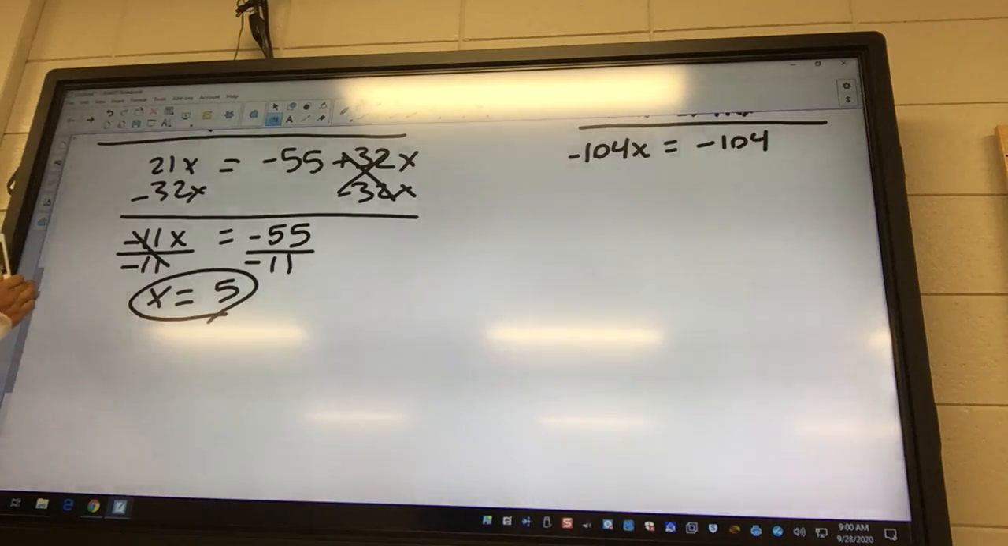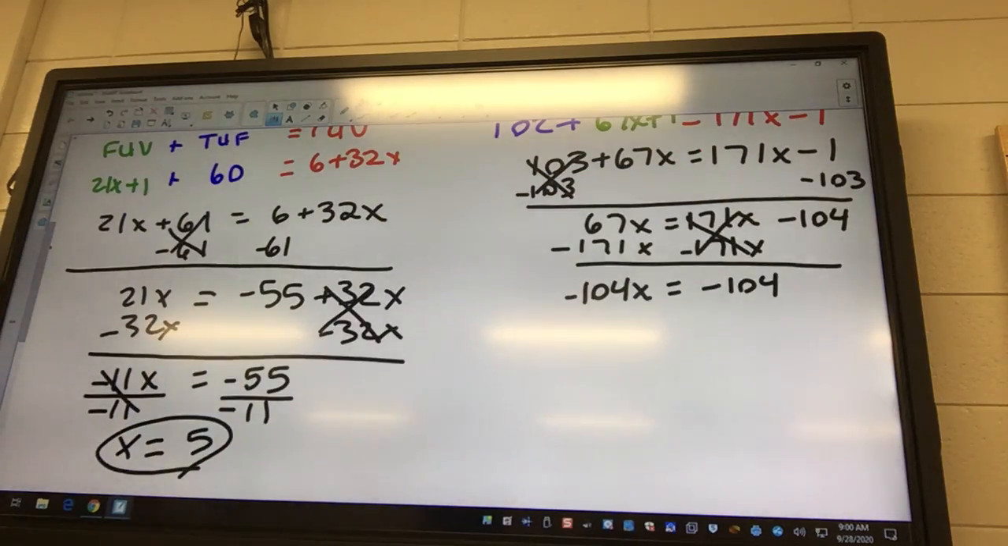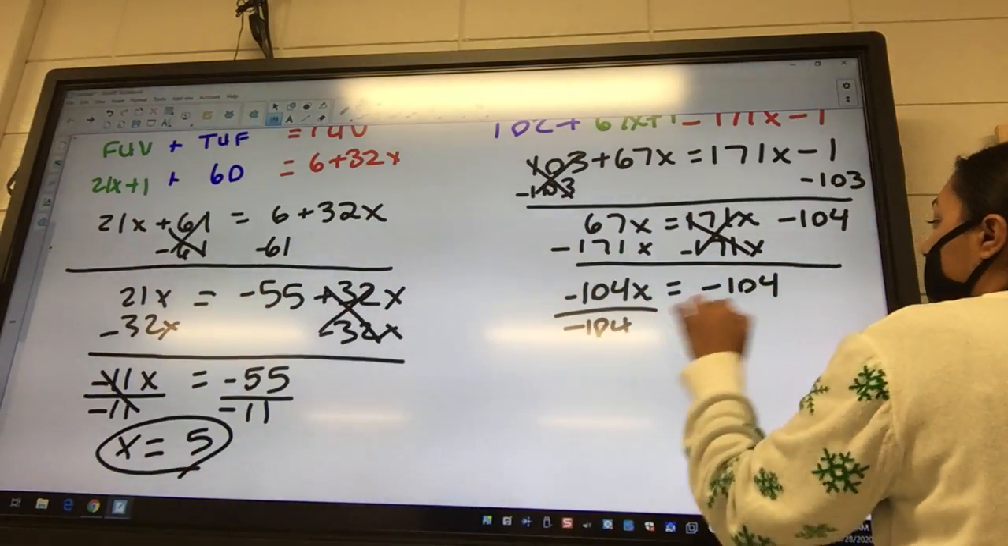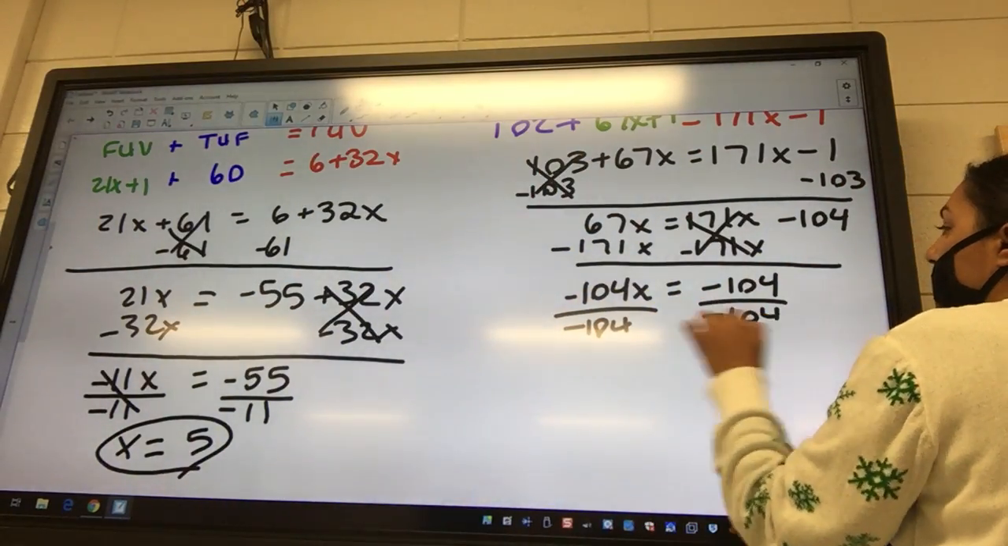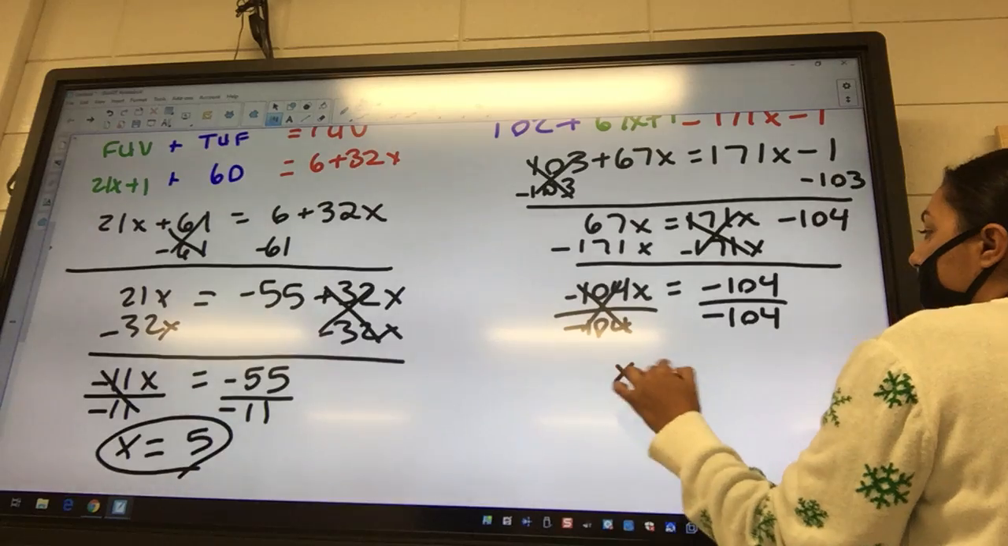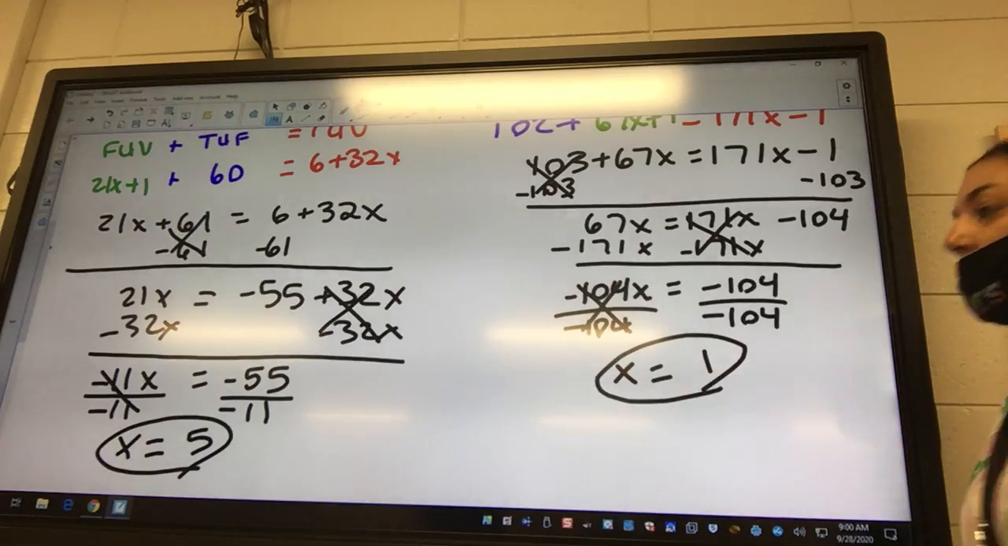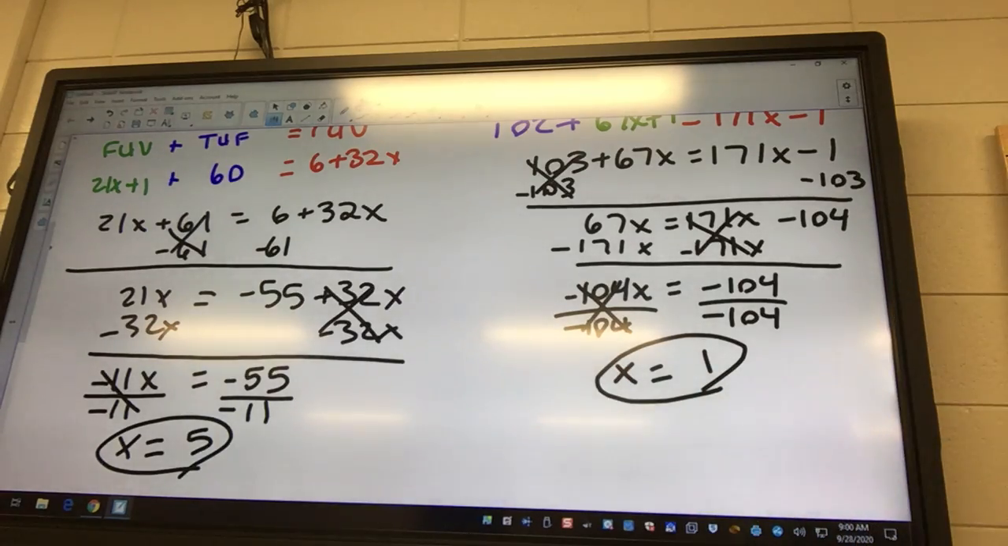Good. And then what's our last step? Division. Divide. So I got x equals negative 104 divided by negative 104. Yeah, it's just 1. X equals 1. Because any number divided by itself will equal 1. I learned that before, sorry.